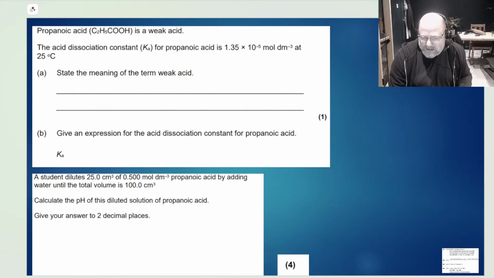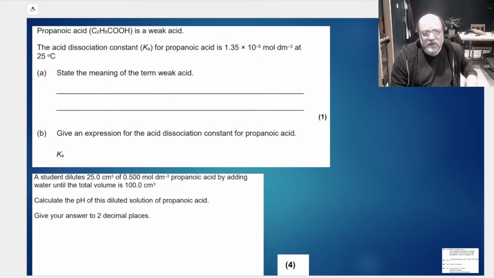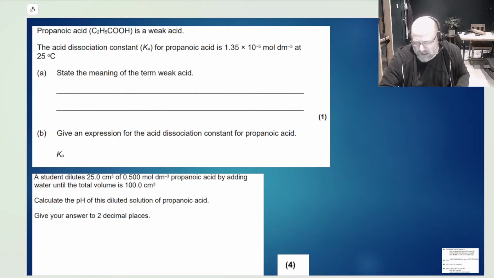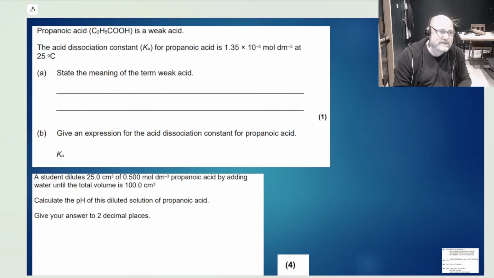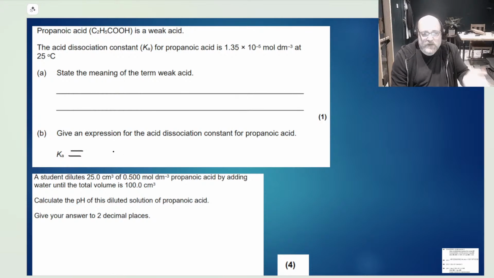Nice. An acid that does not fully dissociate when in solution. Now you've got to do the expression as well. So the expression is going to look like this. And what I'm trying to tell you is you are not allowed to simplify if they ask you to do the expression for propanoic acid. We have to write it like this.